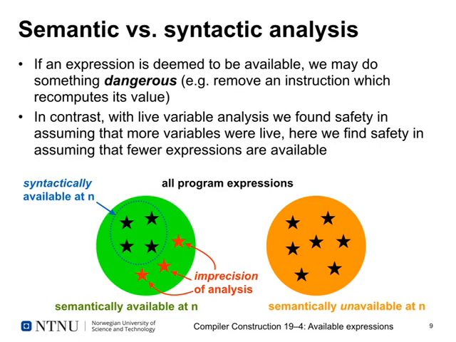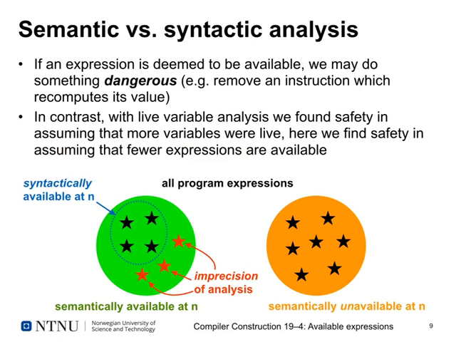So if an expression is deemed to be available, we might be in danger of doing something problematic. So something dangerous in an optimization, like we might be convinced to remove an instruction which recomputes its value. In contrast, if we're looking at live variable analysis, we found safety by assuming that more variables were live, and here we're going on the safe side by assuming that fewer expressions are available. So we can look at this in terms of set relationships. So let's say this is the set of all expressions in our program.